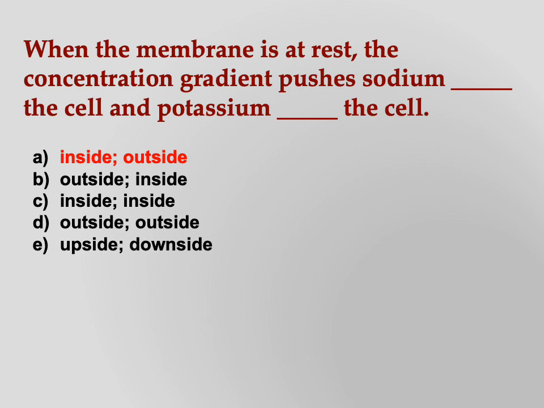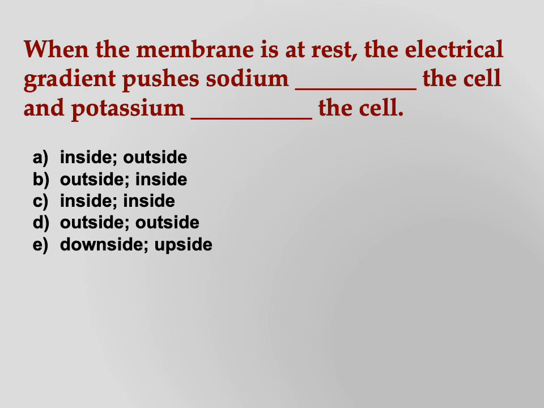Now, let's change the question a little bit. When the membrane is at rest, the electrical gradient pushes sodium where and potassium where? Are you with me? The electrical gradient, not talking about concentration gradient anymore, talking about electrical gradient. So remember, like charges repel, opposite charges attract. So the inside of the membrane is more negative, the outside is more positive. Notice that both sodium and potassium are positively charged, so where do both of them want to go? Both of them want to go inside.